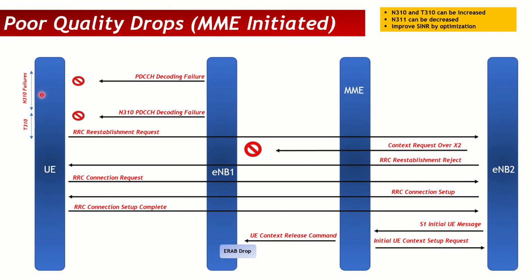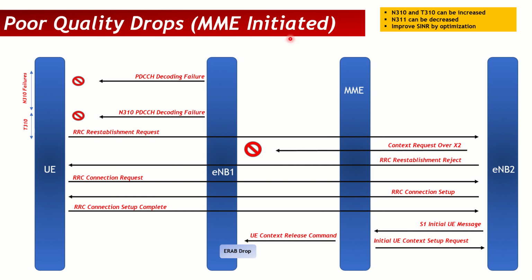duration. And if we increase the duration for this drop to peg, then the probability of this drop being pegged will be lower. So let's say if I make N310 plus T310 equal to 2000 milliseconds, then the UE will have to wait for 2000 milliseconds of consecutive PDCCH decoding failures, only then it will trigger that. So in that case, it will wait a much longer time, so the probability of this drop will be reduced.